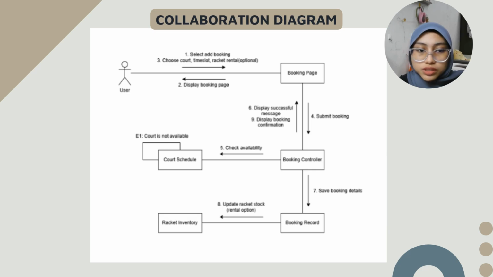The controller will check the availability in the court schedule, and then save the booking details to the booking record. If the user rents the racket, it will also update the racket inventory. And then if the court is available, it will display the successful message and also the booking confirmation.